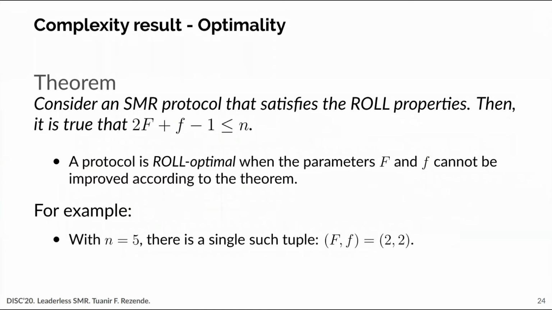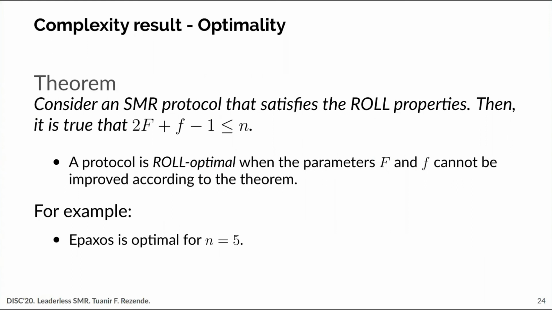So now let me refer back to the role theorem so that I can explain the concept of role optimality that plays a big role in one of the contributions of our paper. A protocol is said to be role optimal when the parameters big F and F cannot be improved anymore according to the theorem. For example, for n equal 5, there is a single tuple, big F and F, which is 2 and 2. And with n equals 7, there are two possible tuples, 2 and 3, and 3 and 2. For example, ePaxos is optimal for n equal 5, but we don't know of any optimal protocol when n is equal to 7.